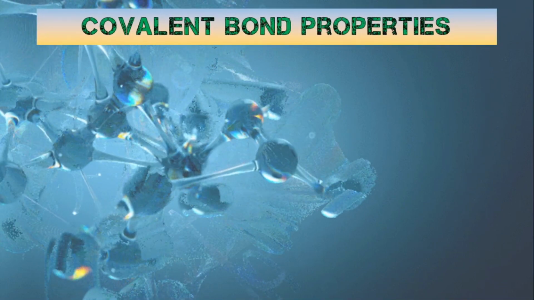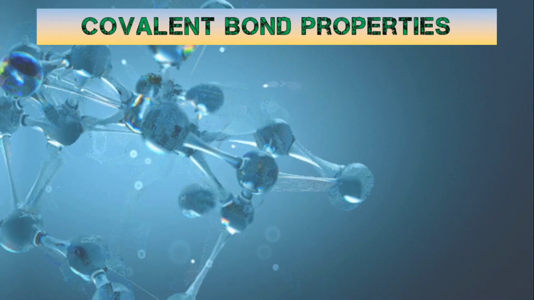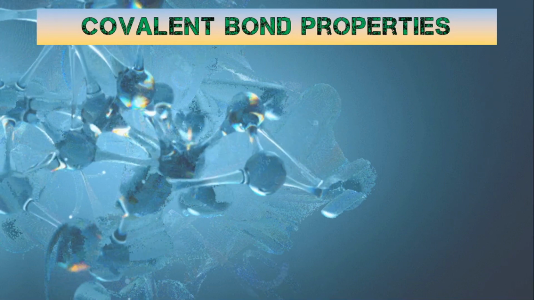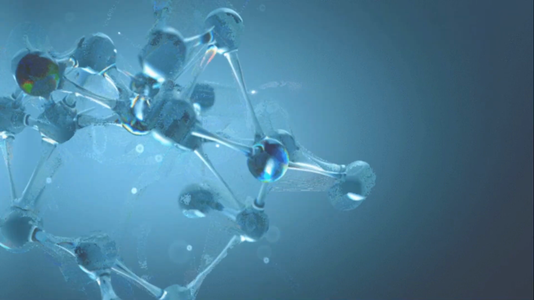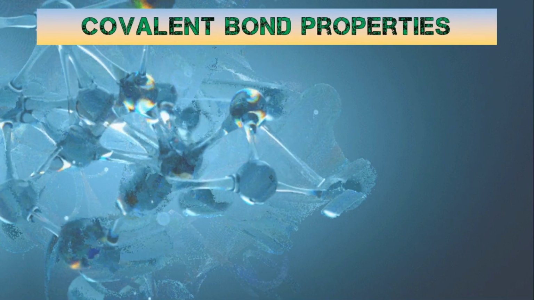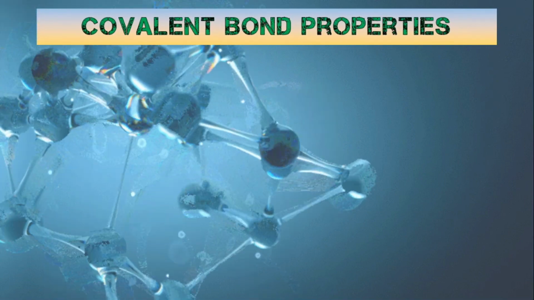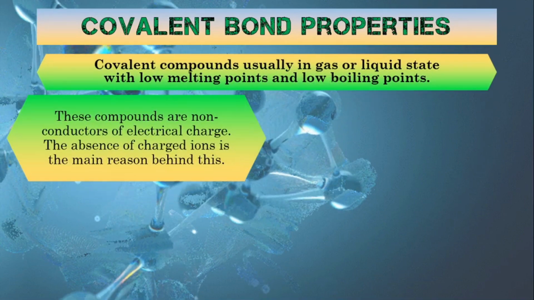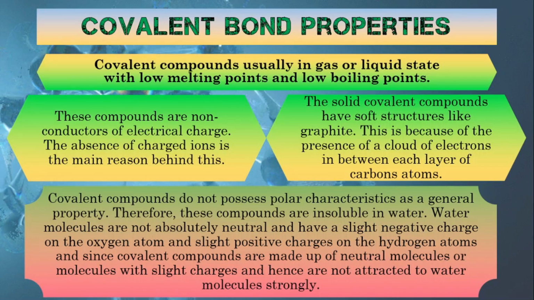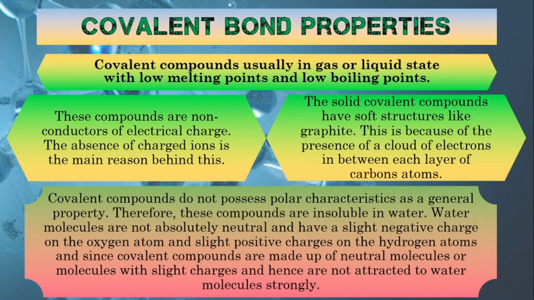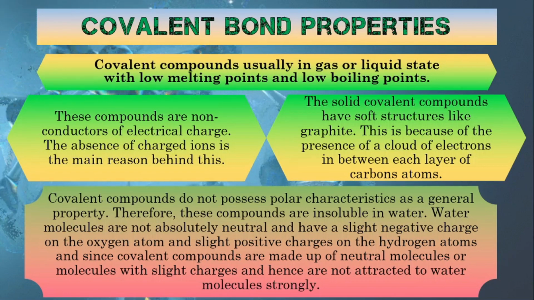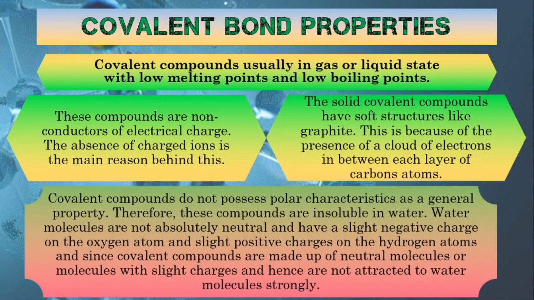So what are the properties of a covalent bond, or the molecules or compounds that are formed through covalent bonds? Covalent compounds, usually in gas or liquid state, have low melting points and low boiling points. These compounds are non-conductors of electrical charge. This is due to the absence of charged ions.